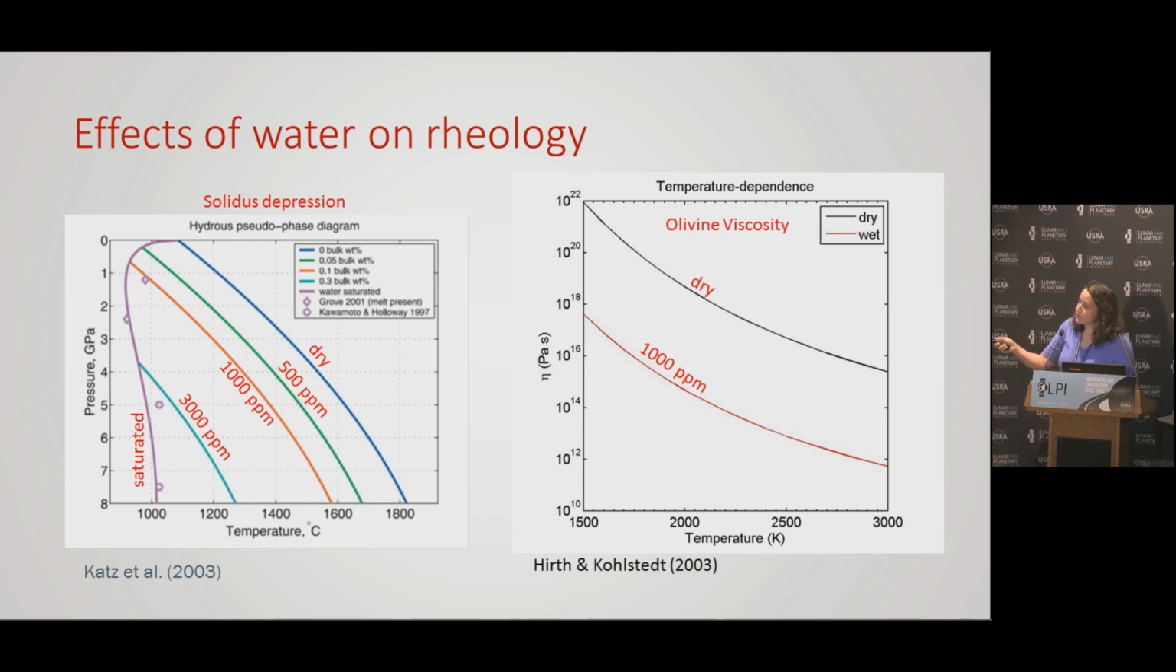Water also affects the viscosity of the silicate. This is the viscosity of dry olivine compared to olivine that contains about 1,000 parts per million. So you can see that at 1500 Kelvin, this is a factor of 4 orders of magnitude decrease in the olivine viscosity. That can have a significant influence on the rate of mantle convection and therefore the rate of exchange of material between the mantle and the surface.